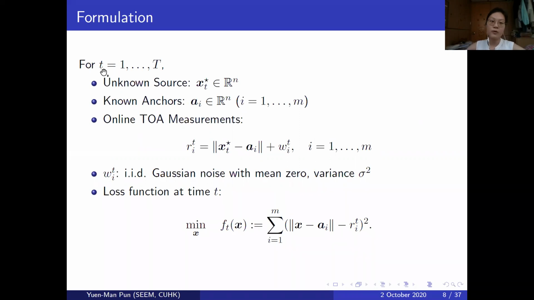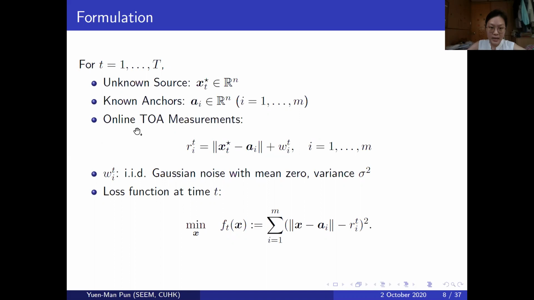We have time t from 1 up to big T, the time horizon. At each time the source, or we say the target, is unknown. The location of the target is unknown, and we denote this as x_t star. But the anchors are fixed, and we know their positions, which we call a_i. There are a total of m anchors here.